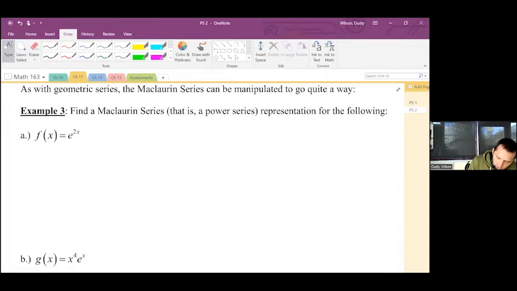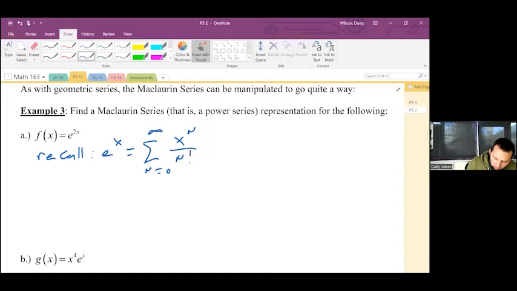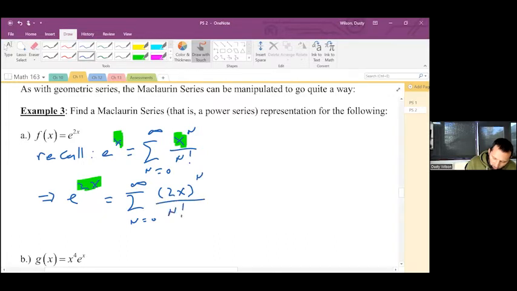So recall that e to the x equals the sum from n equals 0 to infinity of x to the n over n factorial. And let's see if we can see this thing in color. So notice this is e to the green x equals the sum from n equals 0 to infinity of green x to the nth power over n factorial. So that should help you see that e to the 2x, or f of x, will have a green 2x. So this will be the sum from n equals 0 to infinity of 2x to the n over n factorial.